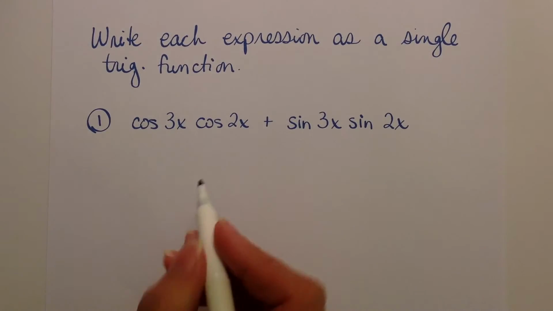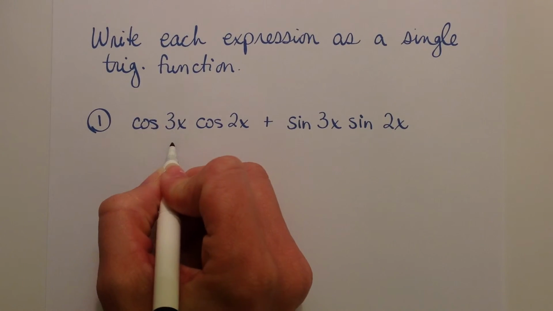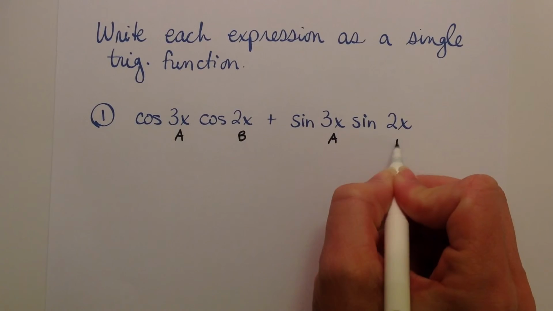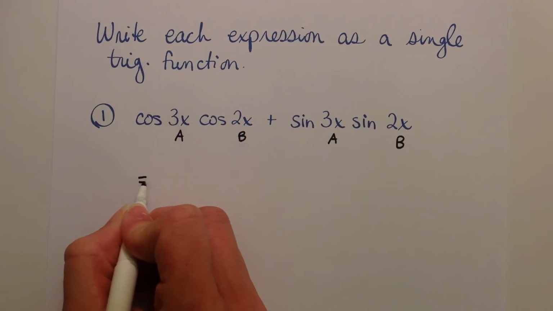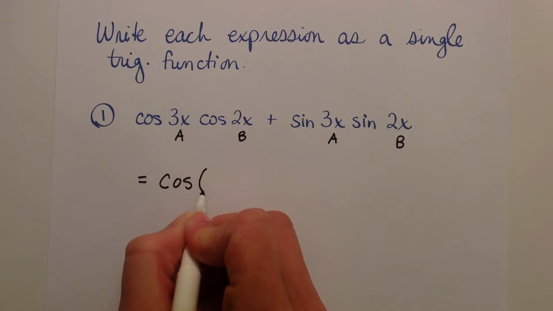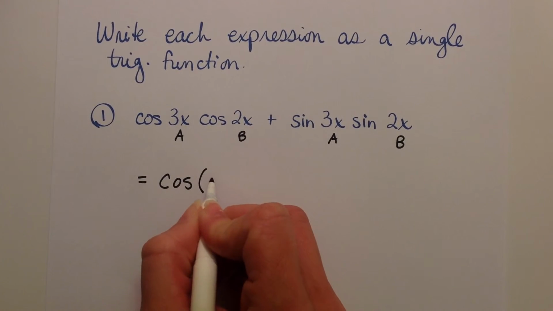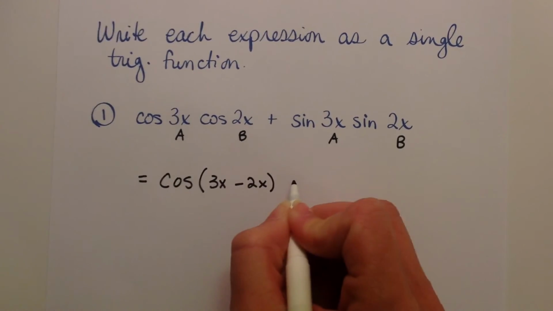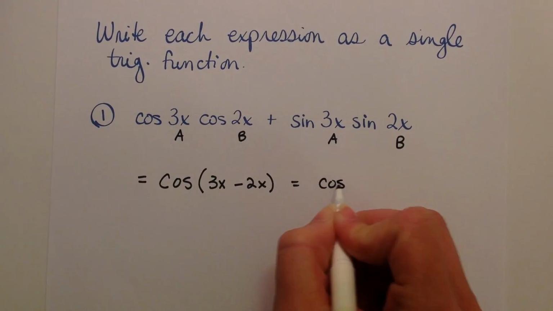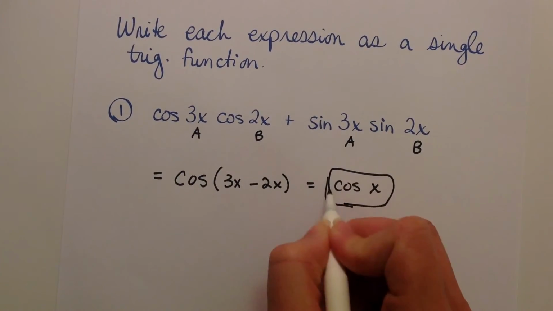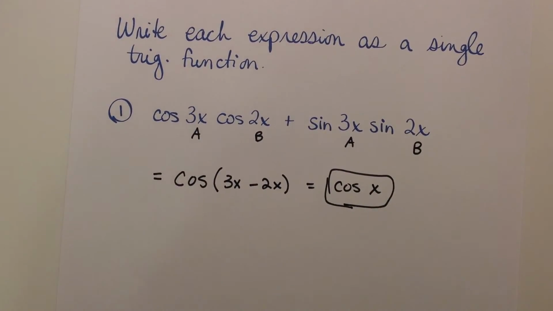All right, so that would mean this is the A and this is the B. So of course over here this is A and this is B. So working backward, you have cosine of A minus B. So that would have to be 3x minus 2x, and that would simplify just to be cosine x. So there's your answer on that one.